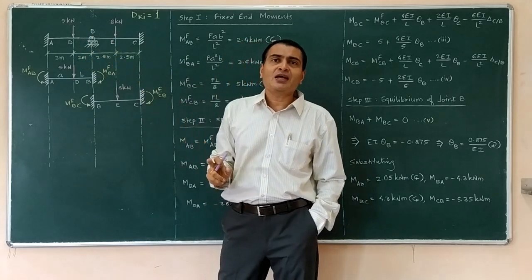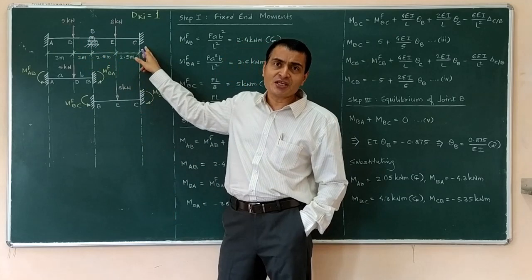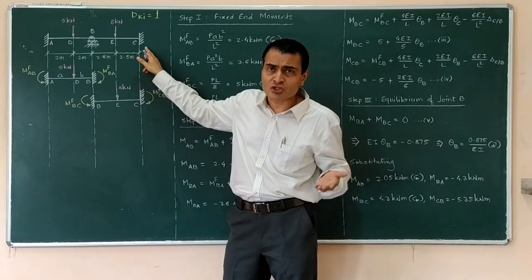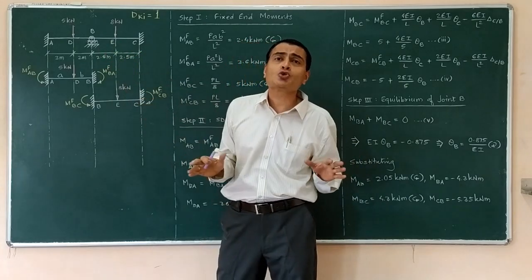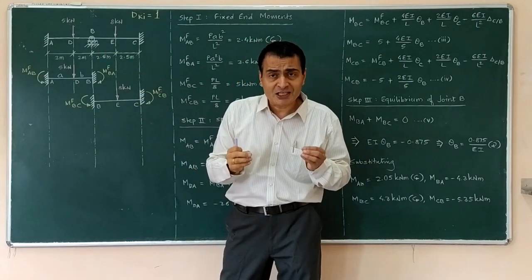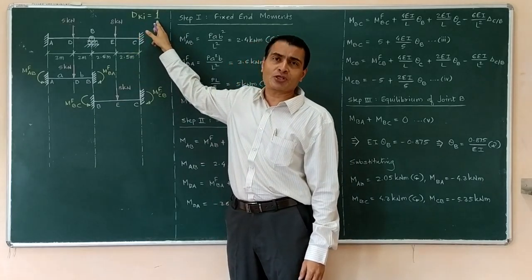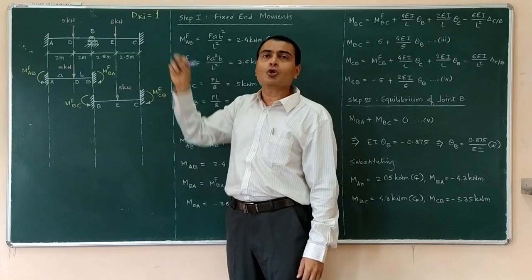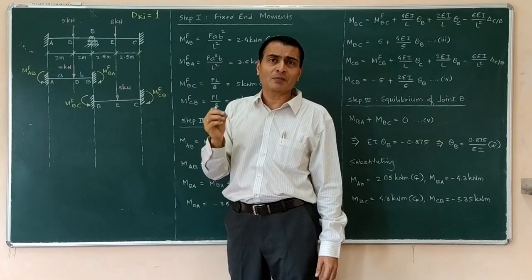Fixed end A, slope and deflection both are 0. Fixed end C, slope and deflection both are 0. At B there is a roller support, so deflection is not possible, but slope is possible, that is theta B. That is why I have written that the degree of kinematic indeterminacy for this problem is 1. The only unknown kinematical quantity is theta B.